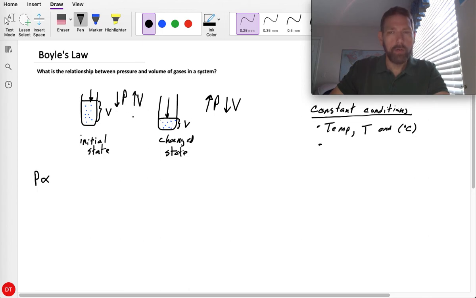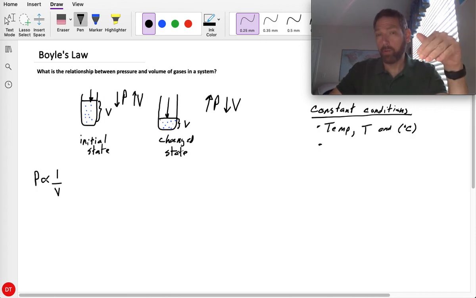If pressure is decreased, volume is increased. That is not a direct relationship. That is what we call an inverse relationship, right? It's an inverse relationship. So knowing that that is true, if we take the inverse of the volume, it should relate to the amount of pressure that's being applied.